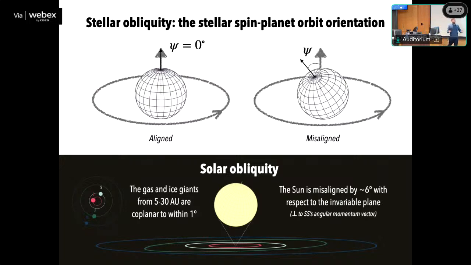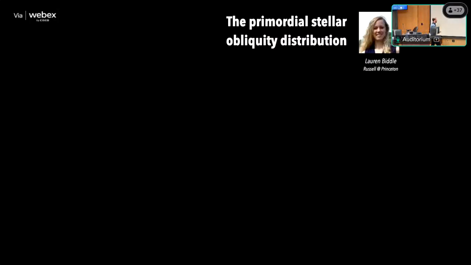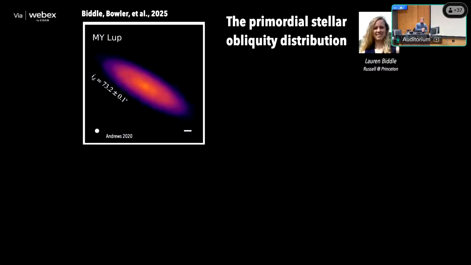There are a lot of creative ideas out there. Planet 9 may be torquing the sun over time, or a passing star could have disrupted either the coplanar solar system or perhaps the star. Or it could be primordial. It hasn't really been clear. So we're not answering this, but I worked with a really talented postdoc, Lauren Biddle, who's at Princeton now, to think about the primordial stellar obliquity distribution.